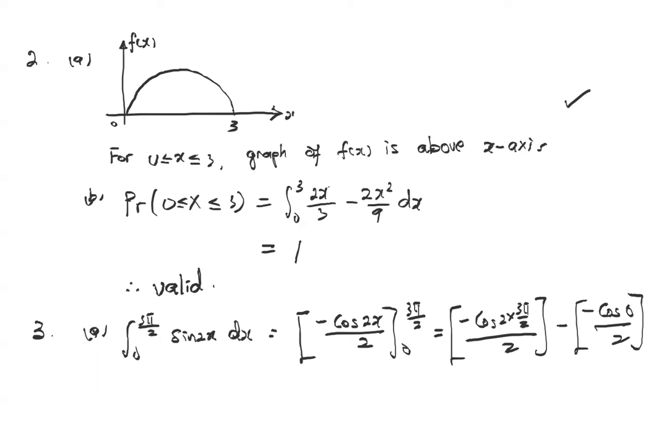This part you can just use the calculator. The calculator will give you half. And this part also use the calculator, it will give you negative half. You just need to write down this one. It doesn't mean that you cannot use the calculator. You can use the calculator. So equal to 1. Are you clear?